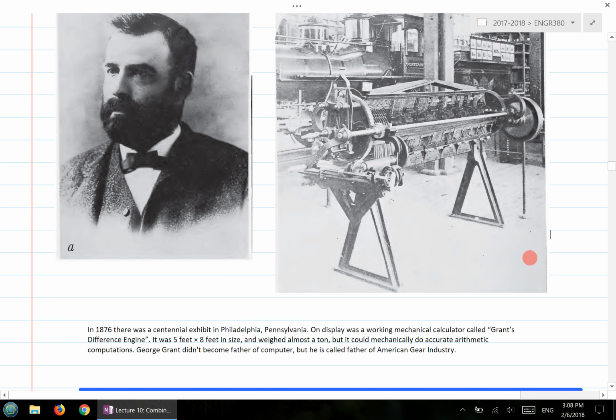Anyway, that company is gone, but right now the company name is Boston Gear. That's one of the biggest gear companies. So basically he became the founder of the American Gear Industry here.